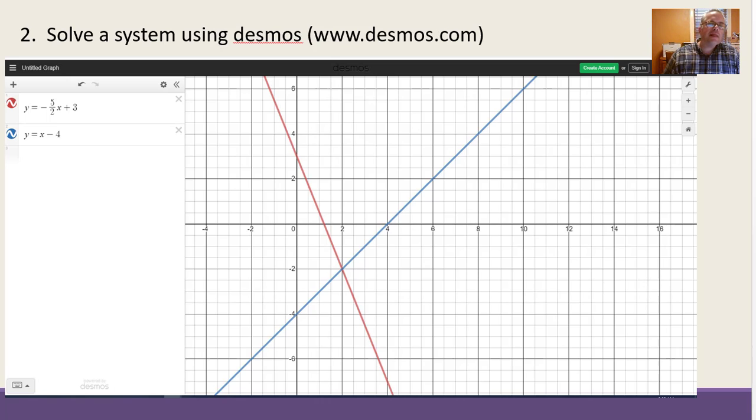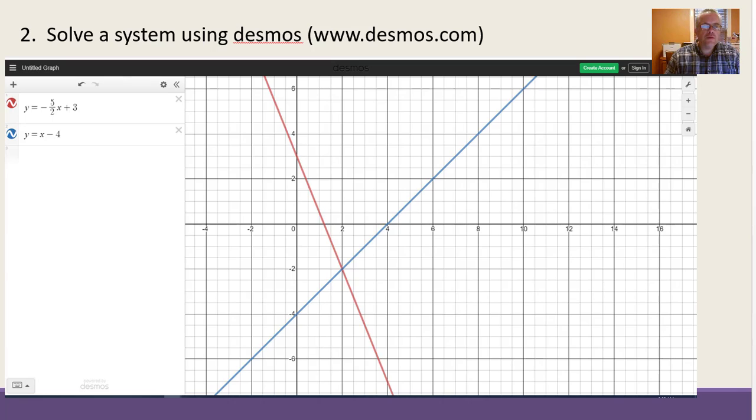All right. In the assignment you're going to do, you're going to also get a chance to use Desmos. So you can find it at www.desmos.com if you're using an internet browser. Also, the Desmos app is free. If you have a smartphone, you can download it to your phone and use it. So here I have an example.